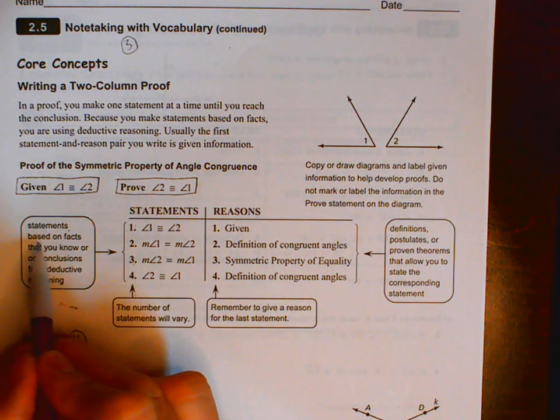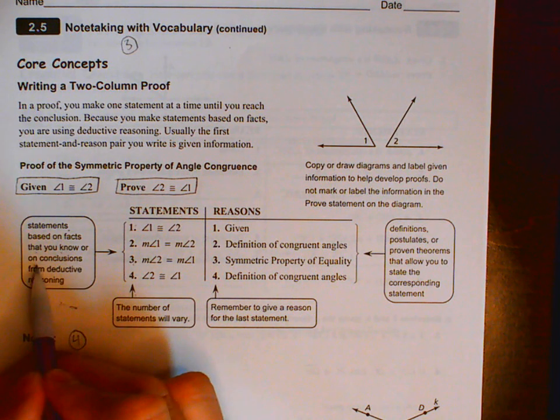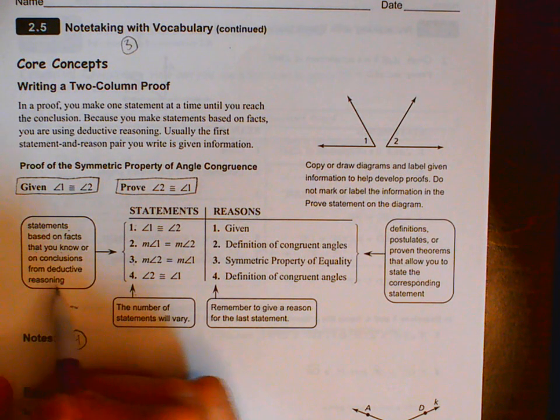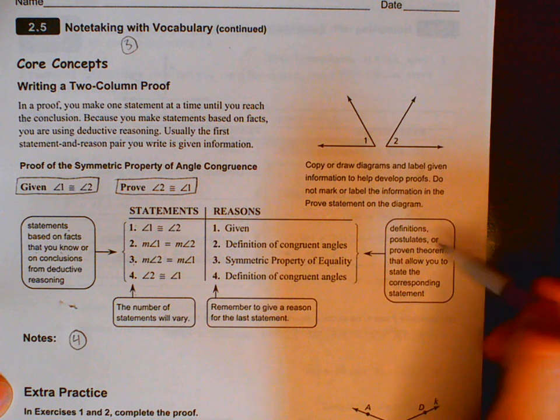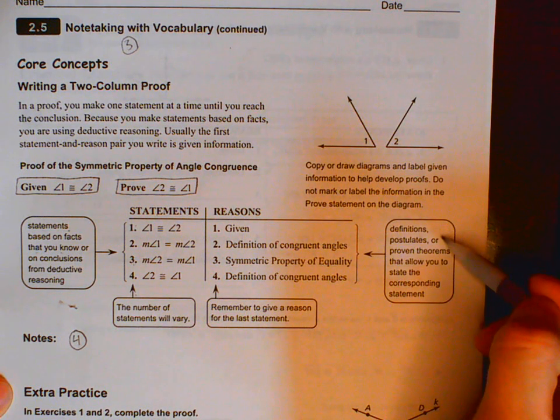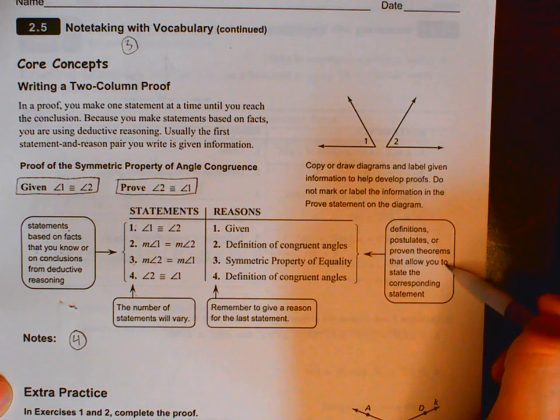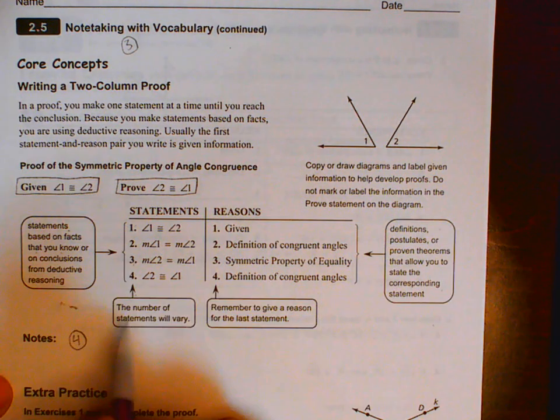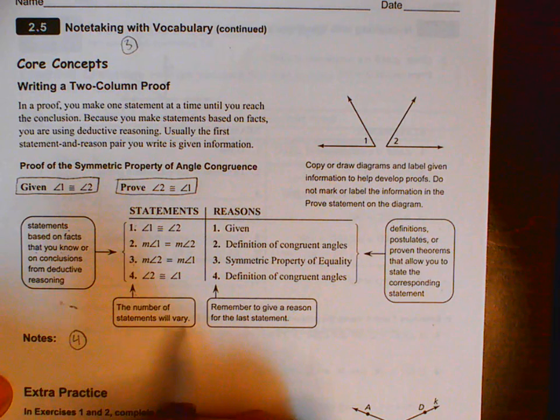So it's the statements based on facts that you know or on conclusions from deductive reasoning. On this side, you're going to be writing the definitions, postulates, and proven theorems that allow you to state that the corresponding statements are true. How many steps are there going to be? The number of statements will vary.